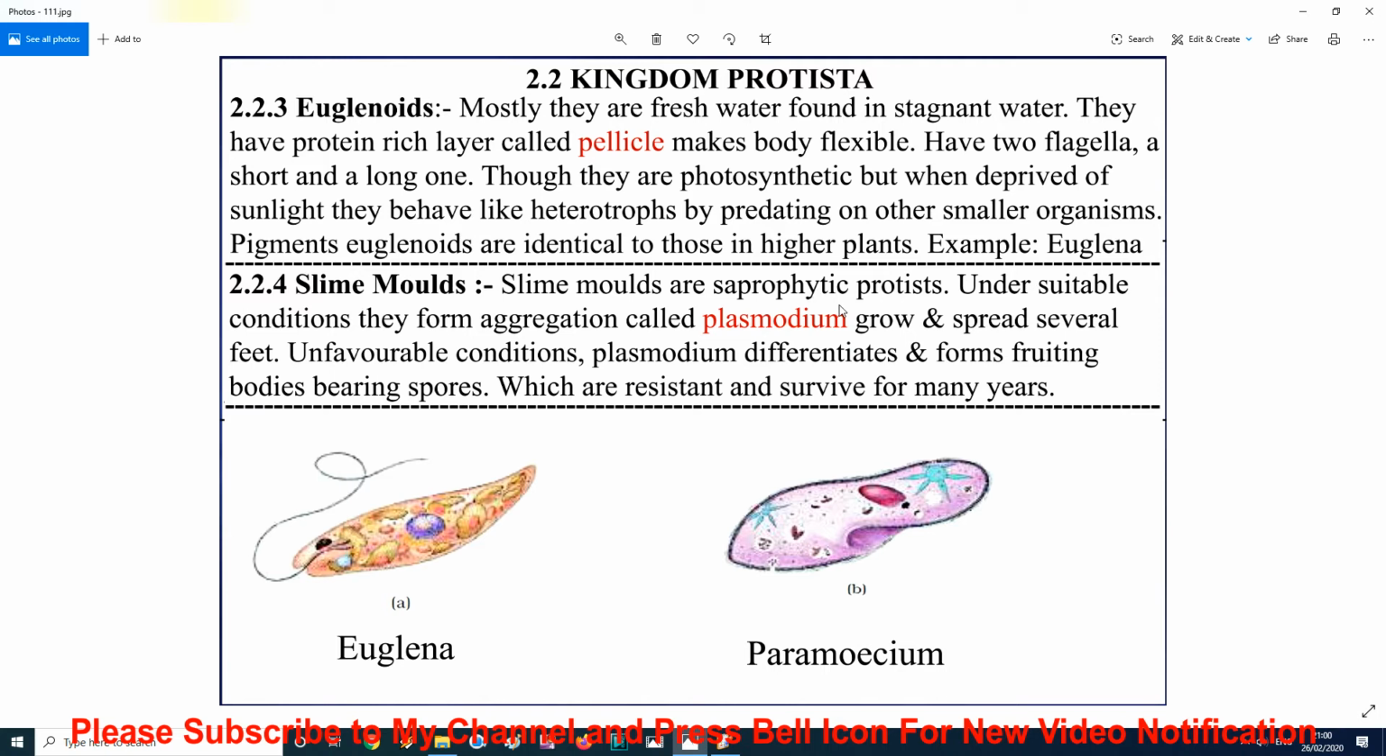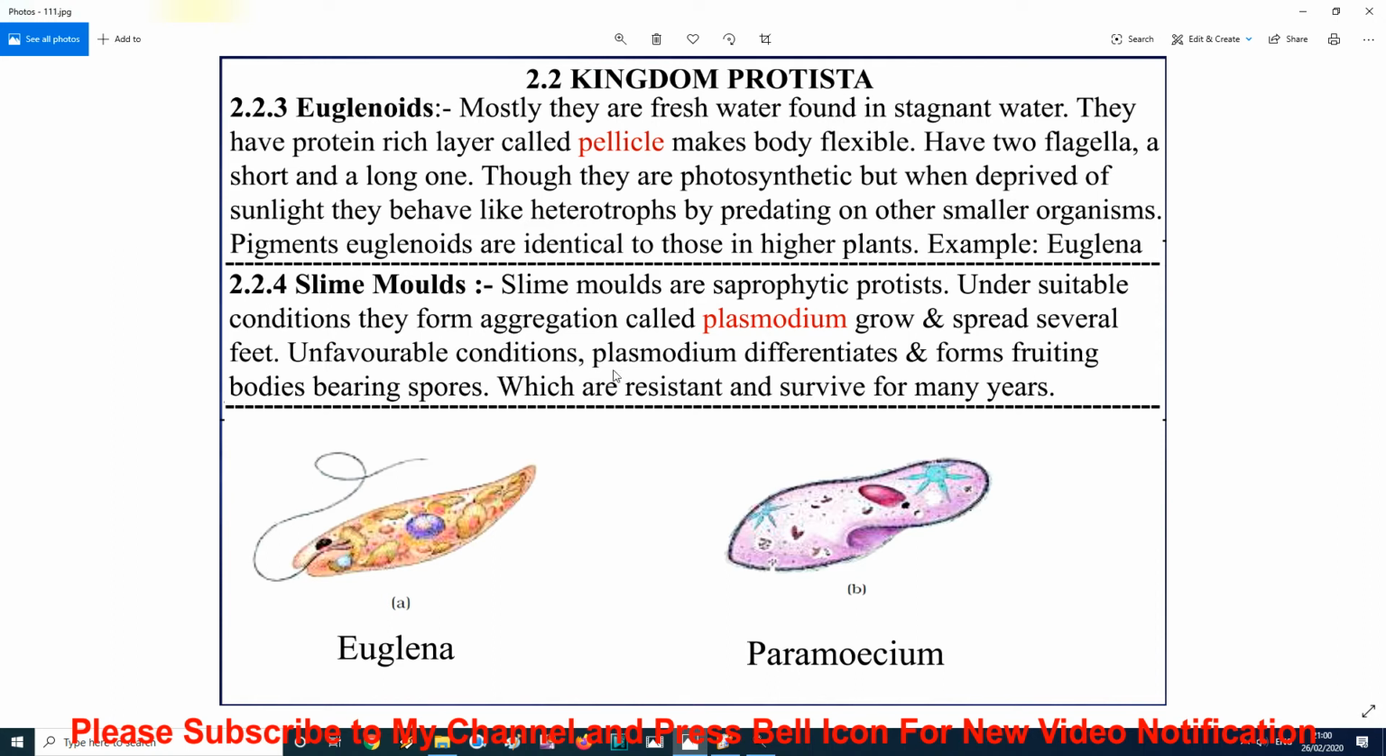They grow on dead and decaying material. Under suitable conditions, they form an aggregation called plasmodium. Generally, Plasmodium is also another thing that is related to the malarial parasite. When many slime molds aggregate, they form one bunch called Plasmodium, which grows and spreads. In water, it can grow for several feet.